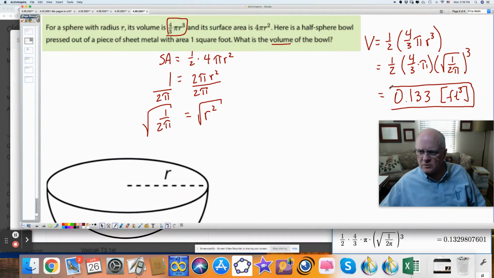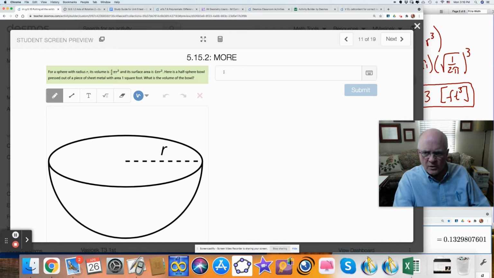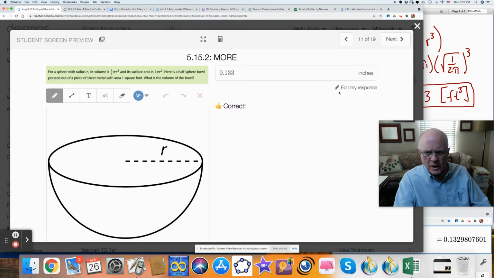And this is going to be in feet cubed for the volume of this. Not very much. Maybe, how much is 1/10 of 1 cubed? That's maybe a quarter or something. I don't know. We'll find out. Let's see if this is correct when we substitute in the value here. We had 0.133, and I submitted inches. This should be inches cubed. And it is correct. So there's that.